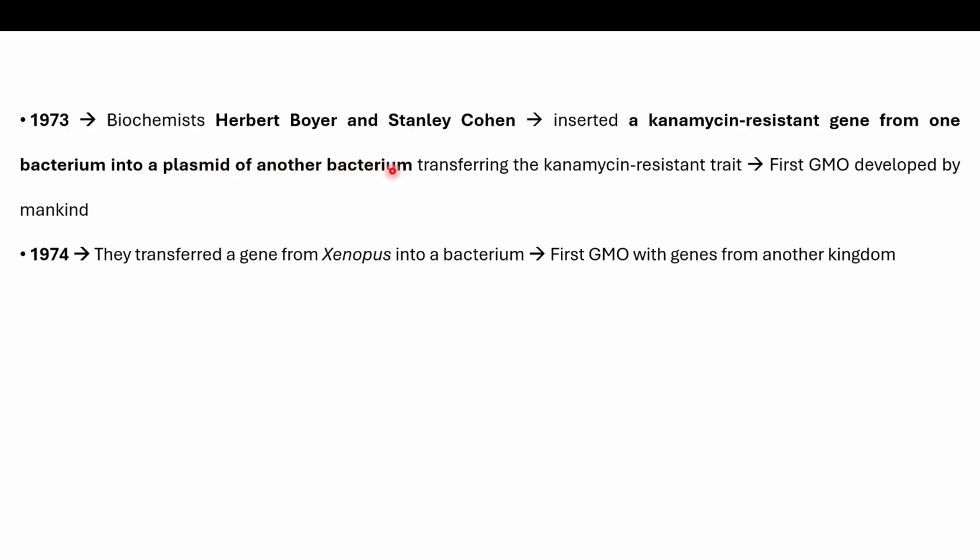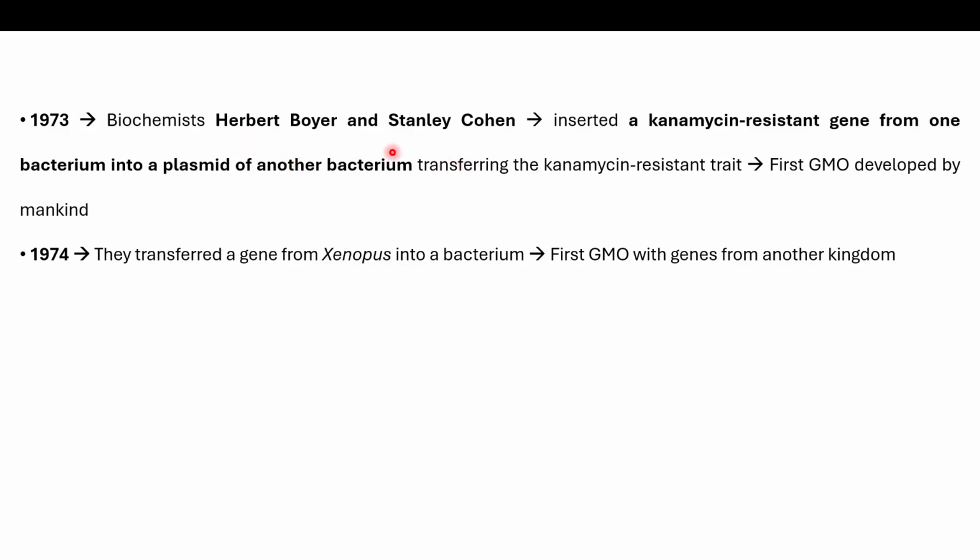This particular bacterium, bacteria number 2, doesn't really have kanamycin resistance. So what happened when they inserted this particular gene into bacterium number 2? It became kanamycin resistant. So this was the first genetically modified organism, GMO being the short form for genetically modified organism, which was the first GMO developed.